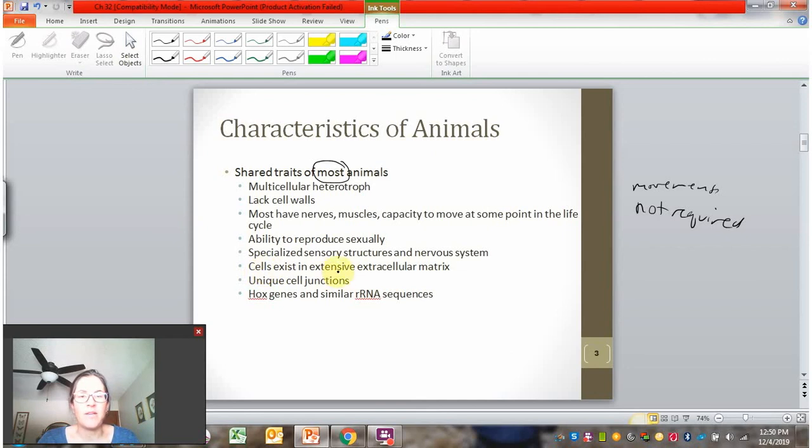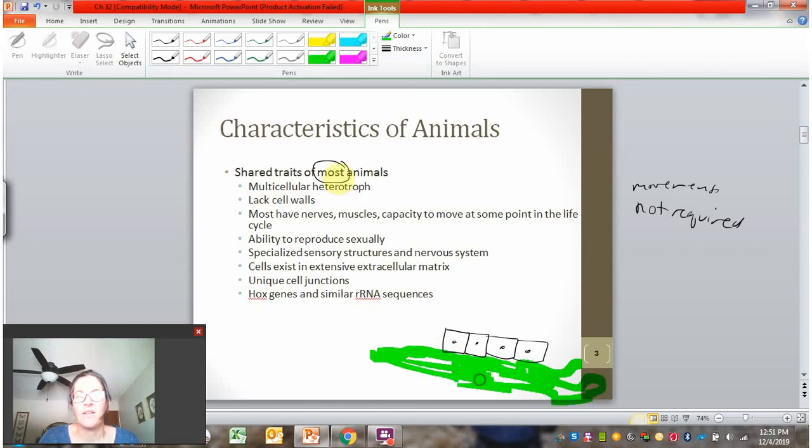The cells in animals exist in an extensive extracellular matrix. So you might have animal cells, so I'll draw a couple of cells here. So a single layer of cells, and then that layer of cells is actually embedded into this thick complex called the extracellular matrix. And in fact, a lot of animal tissue is more extracellular matrix than actual cells. And the cells make the extracellular matrix, but it's actually this framework. And this is part of what gives the feel to animal tissue that makes it different from plant tissue, is this extracellular matrix.